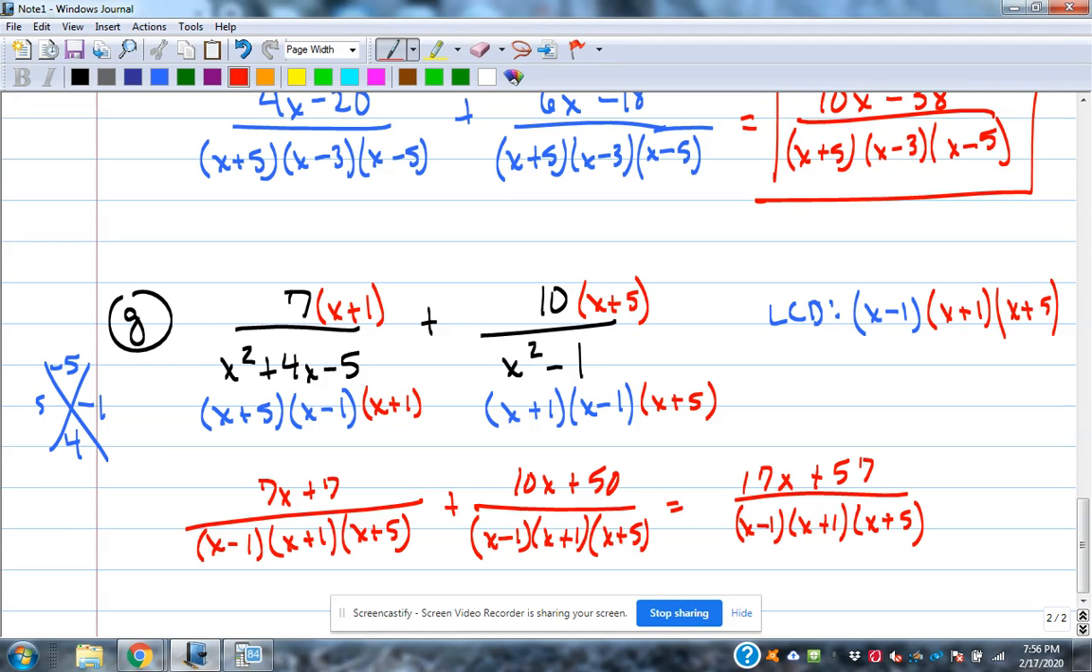And I don't think 57 is divisible by 17. No, it doesn't go into it. And that's our finished.